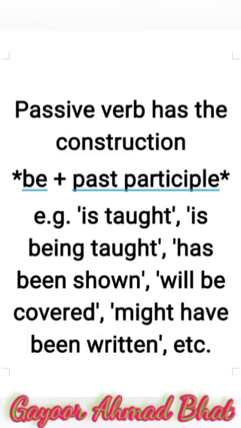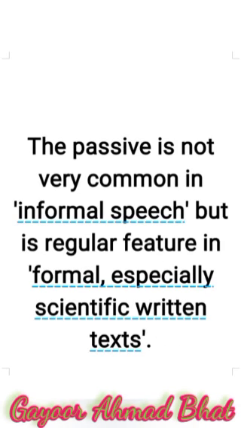And friends, passive voice has the construction be plus past participle. For example, is taught, as in our example sentence, English is taught by me. Other constructions may be is being taught, has been shown, will be covered, might have been written, etc.